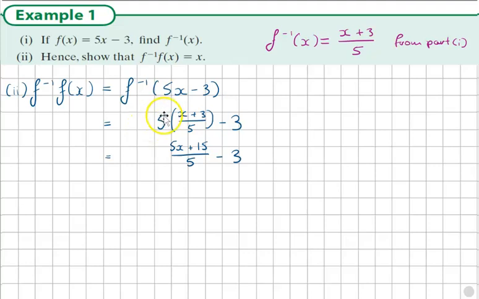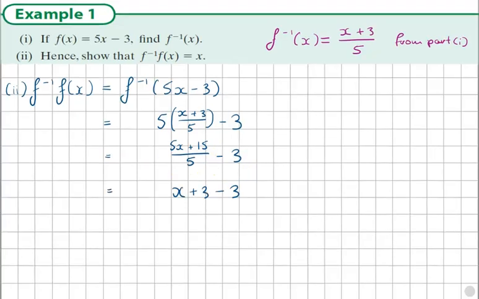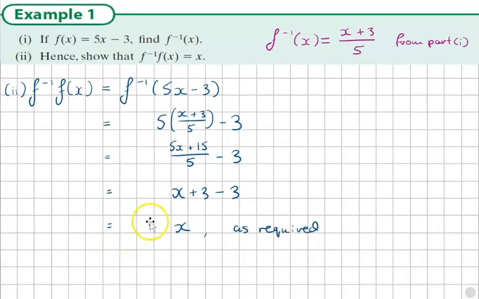And then multiplying out, 5 times x is 5x, 5 times 3 is 15, all over 5 minus 3. And then simplifying, dividing each of these terms by 5, we get x plus 3 minus 3. The 3's will cancel, 3 minus 3 will cancel, and we're left with x as required.